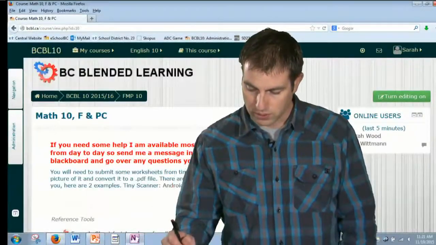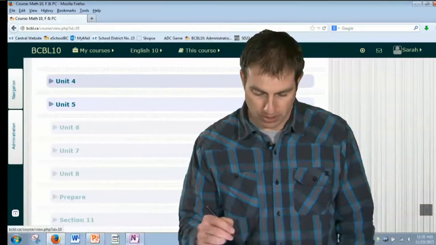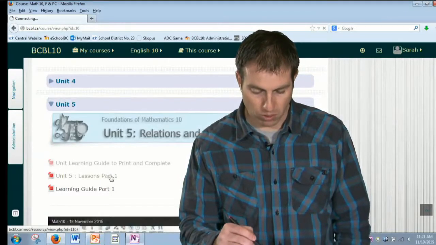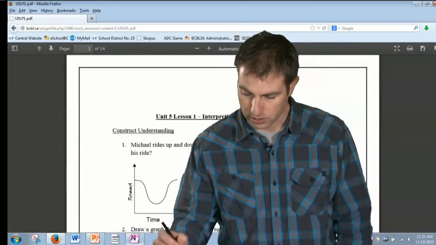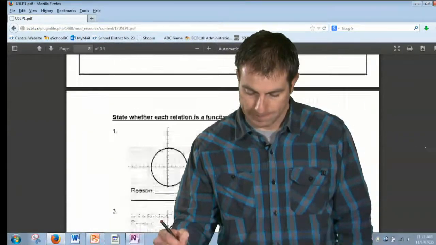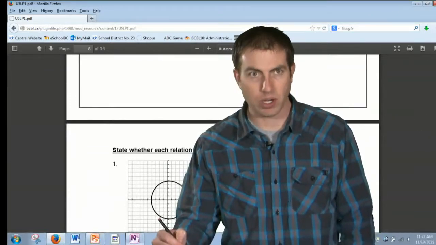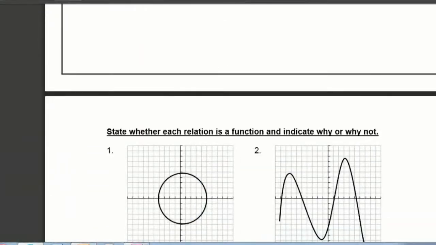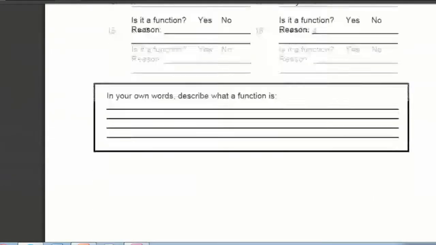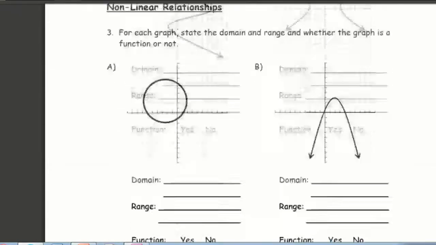In the course, I had some extra sheets that I wanted to put up there, but I don't remember if I did. I think in the Unit 5 Lessons Part 1, they might be attached there. Let's just have a look. So we've done the first two. We're good. So we have relations of function, why or why not. So this stuff, we'll run through next day. It's pretty straightforward. And domain and range stuff, we'll look at that a little bit more in depth next day.